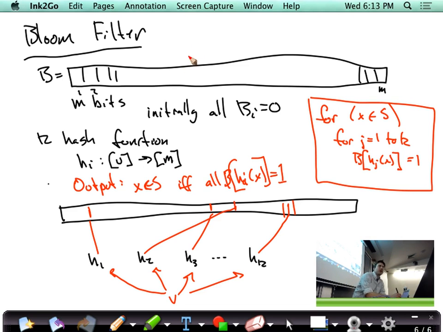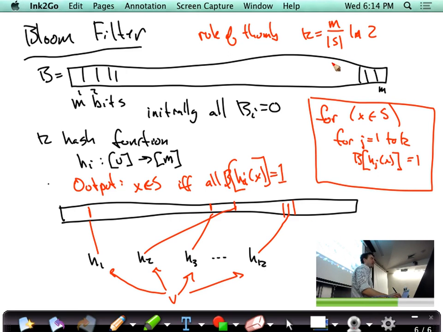Okay, so the rule of thumb, and I'll go through a pretty close analysis of where you get this from, is to set k to roughly m, the size of this array, over the size of the set, times the natural log of 2. Now the problem is you don't necessarily know the size of your set. This is the number of distinct things, right?